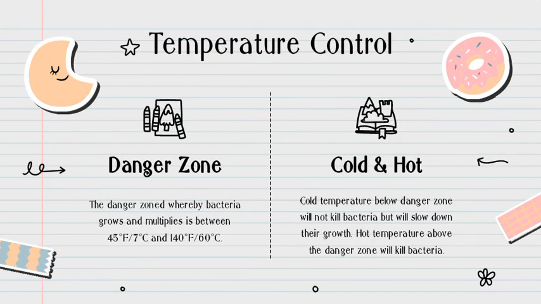Next, the temperature control, which is the danger zone. The danger zone is where bacteria grow and multiply, between 45 degrees Fahrenheit or 7 degrees Celsius and 140 Fahrenheit or 60 degrees Celsius. And the next is the cold and hot. Cold temperature below the danger zone will not kill bacteria, but it will slow down their growth, while hot temperature above the danger zone will kill bacteria.